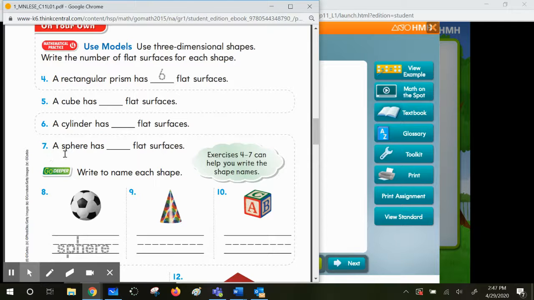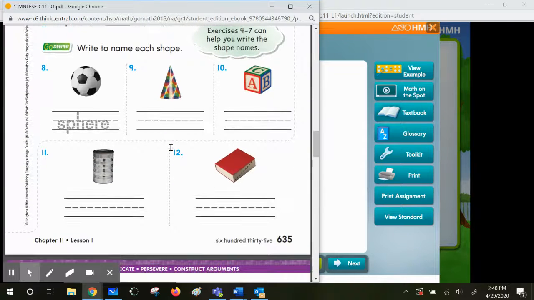Number 7, a sphere has blank flat surfaces. Go back and look at the pictures and see how many flat surfaces a sphere has. Now, for 8, 9, 10, 11, 12. We are taking the shapes that we've learned about today, the sphere, the cylinder, the cone, the rectangular prism, and the cube, and we are transferring those names to real life shapes, real objects that have the same shape.